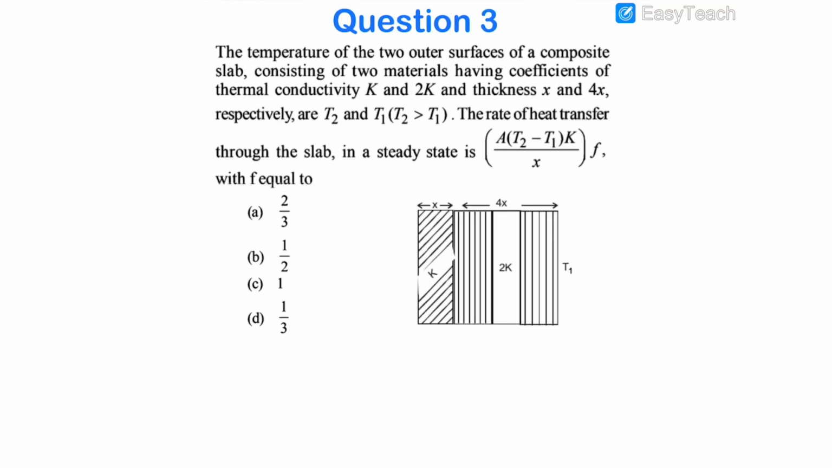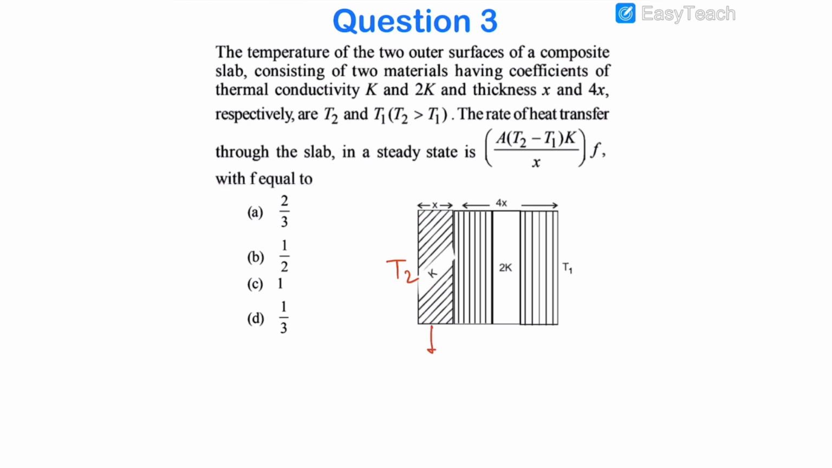In this question, you can see that there is a composite slab which is made up of two different materials. The temperature on the outermost surfaces is T2 and T1, and it is given that T2 is greater than T1. The thermal coefficient of conductivity is 2K for this slab and K for this slab. So we have to find out the rate at which heat is transferred from this point to this point.